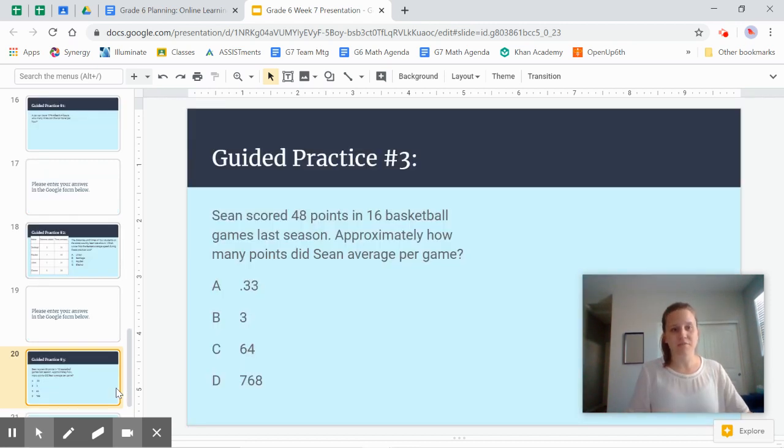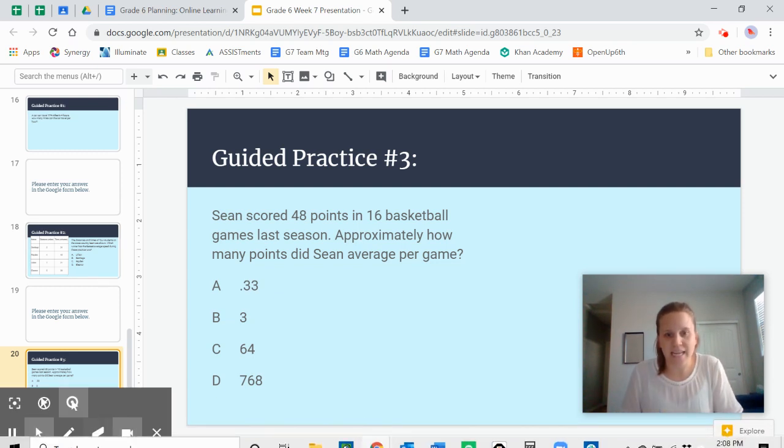All right, question 3, and this is our last one today. Go ahead and read it with me. Sean scored 48 points in 16 basketball games last season. I hear a rate because there's a comparison of values with two different units. Approximately how many points did Sean average per game? Set up a ratio table. I'll see you back here in 90 seconds.